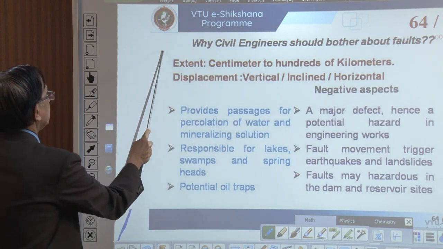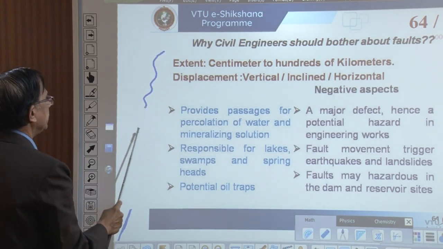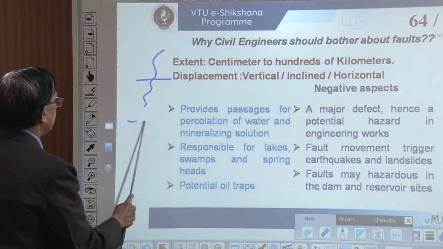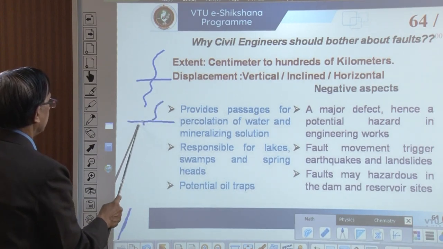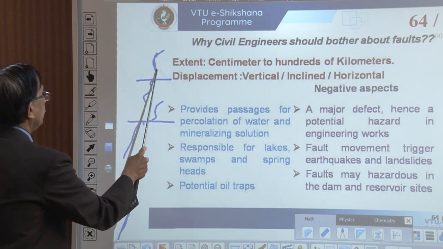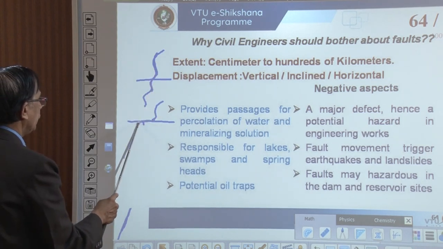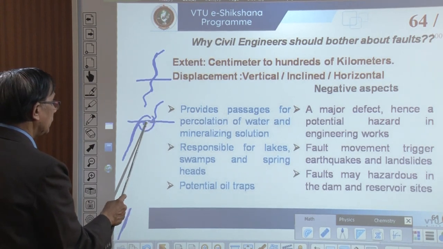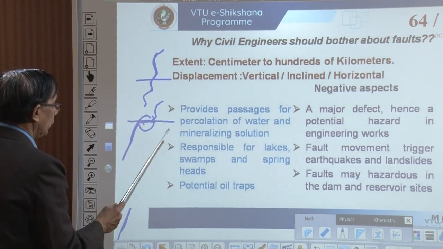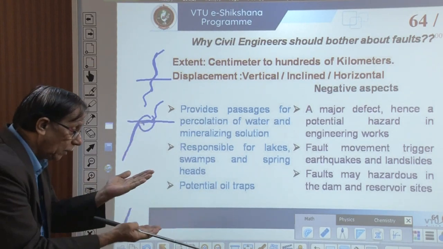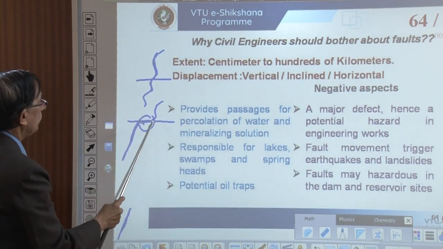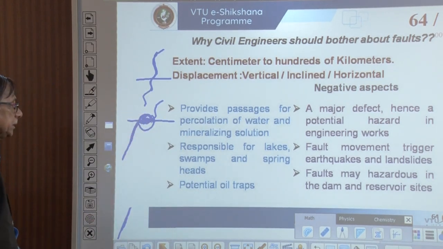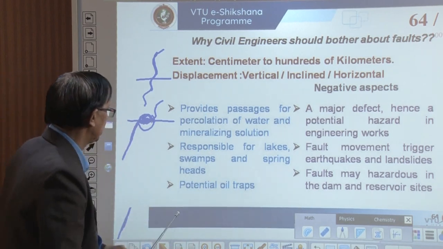For example, there is a river flowing like this, and across the river a faulting has taken place. Now, this is the river. The river was originally flowing like this, and now it has to flow like this, and then there is a bending. And if across this some other rock has come, which may be lateral or vertical, and this block has moved up, it can obstruct the river flow, water gets stagnated, and pool-like situations can develop.